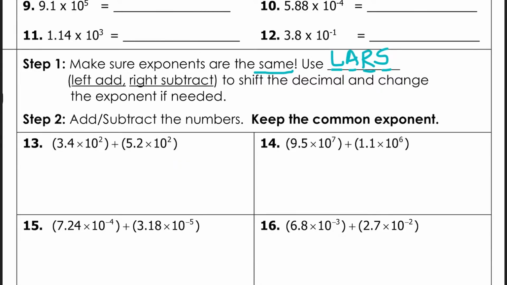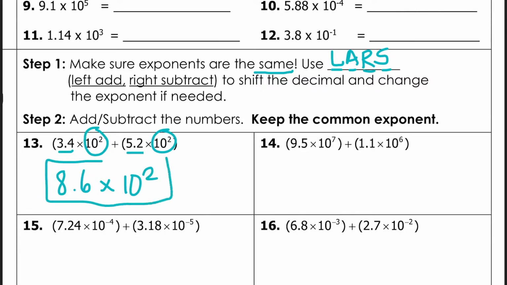So if you have common exponents already, this is easy, easy, easy. All you do is add your bases. So 3.4 plus 5.2 is 8.6. And then you keep your exponent. How hard was that, right? Easy, easy. Of course, it's going to get more complicated.